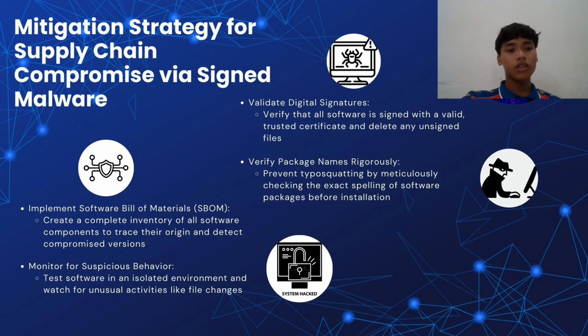Up next is monitoring for suspicious behavior. This can be achieved by testing new software in an isolated environment, for example a virtual machine, in order to detect any unusual activities in the files. Second is the validation of digital signatures. We can verify that all software is signed by a valid company and delete any unsigned files. And last but not least is the verification of package names, to prevent typosquatting, where we check each letter of the spelling of the software packages before installation.